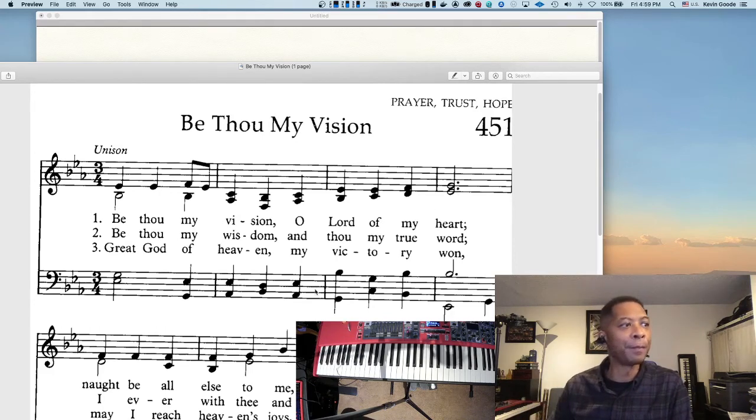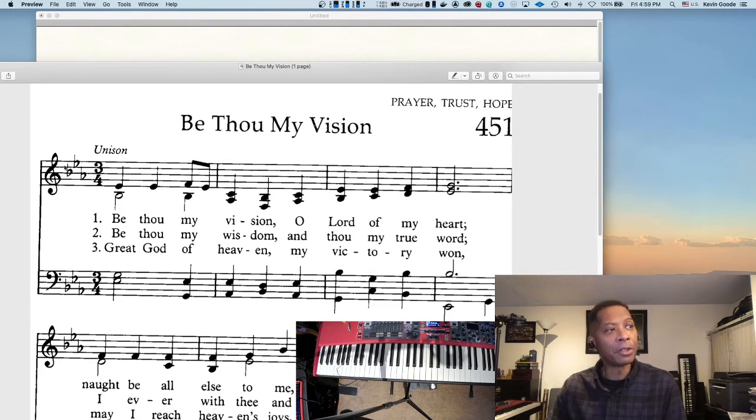I'll explain more later. And then what I'm going to do is play just the melody line, with the rhythms that are written. I'm just going to play the top line. If you follow here, here, there, there, all the way to there.